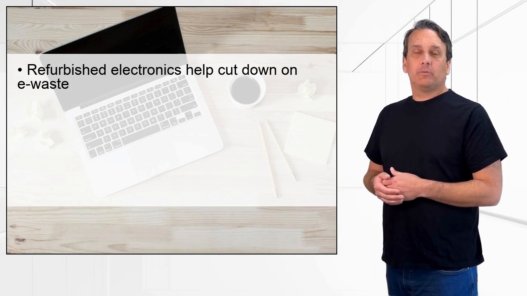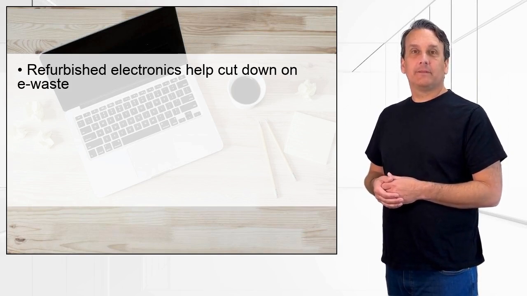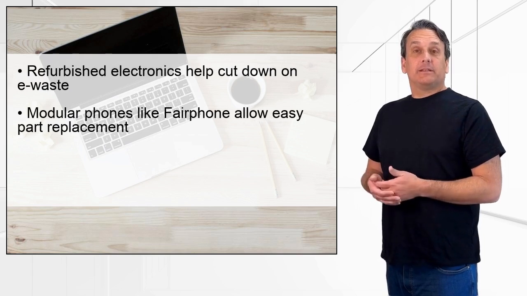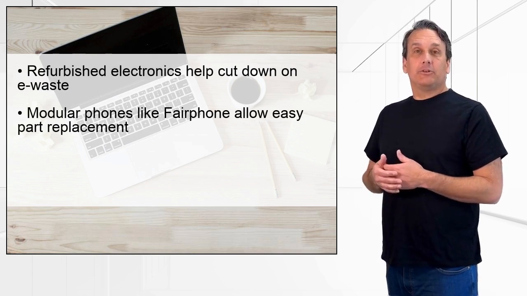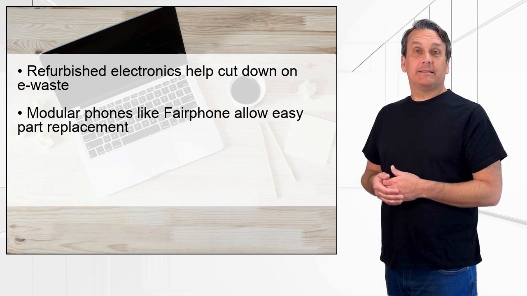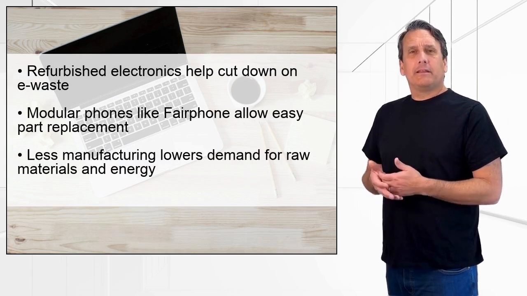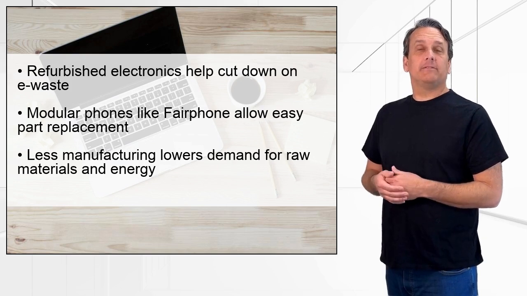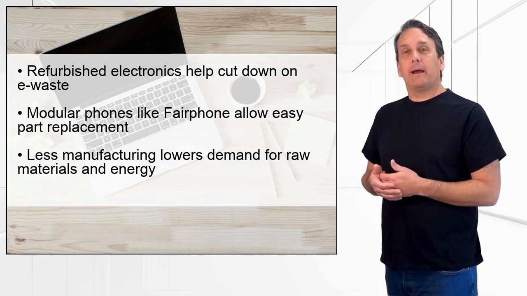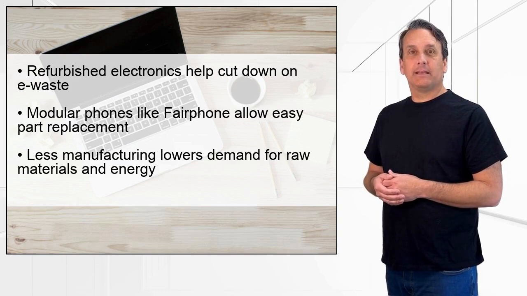For instance, refurbished electronics can significantly cut down on e-waste. Companies such as Fairphone focus on designing modular phones that allow users to replace parts easily instead of disposing of entire devices. This shift reduces the number of new devices that need to be manufactured, which in turn lowers the demand for raw materials and energy, leading to less environmental degradation.